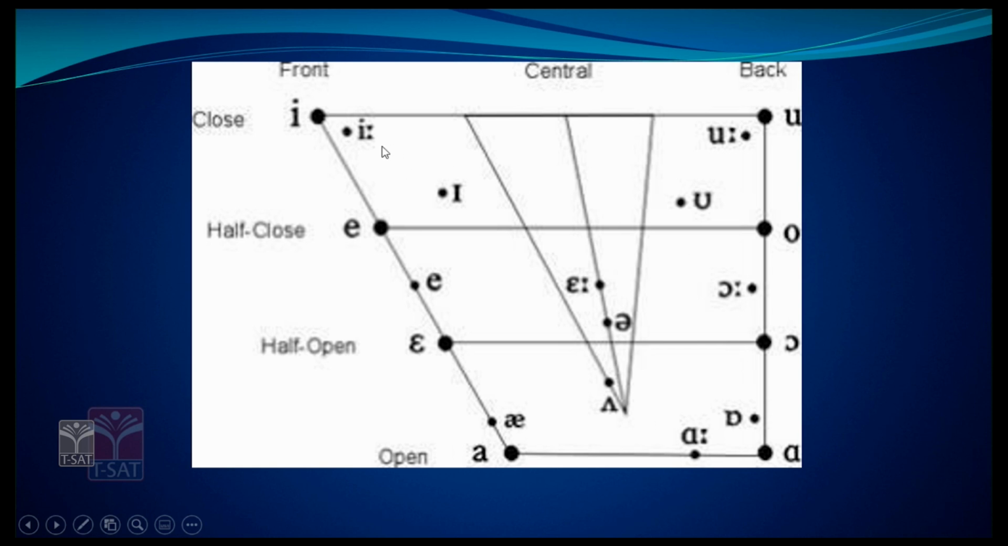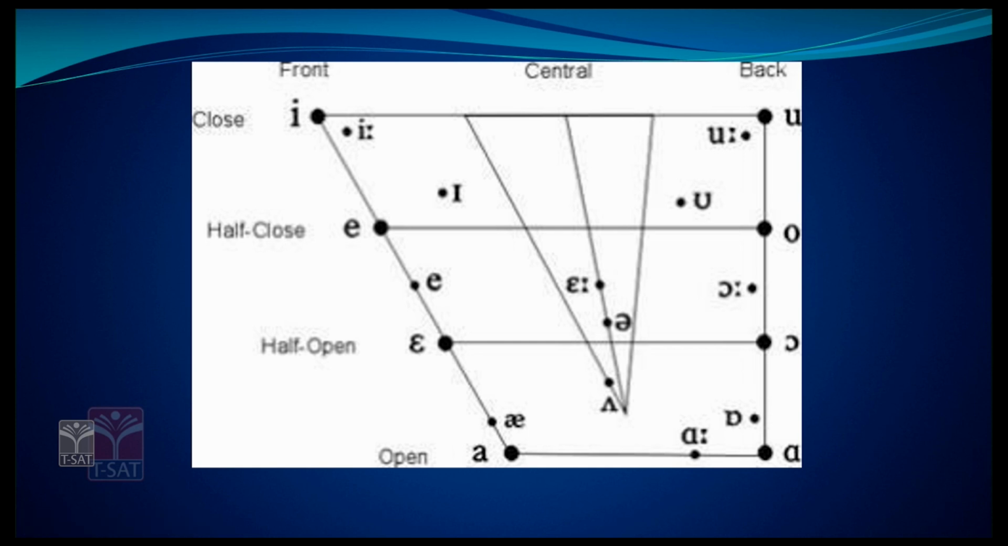These are considered the front vowels. That means during the production of these vowel sounds, the front part of the tongue is involved. And these are considered back vowels, meaning the back part of the tongue is involved. The central vowels are a few others. So front, central, and back refer to the particular part of the tongue which is involved in the production of the vowel sounds.